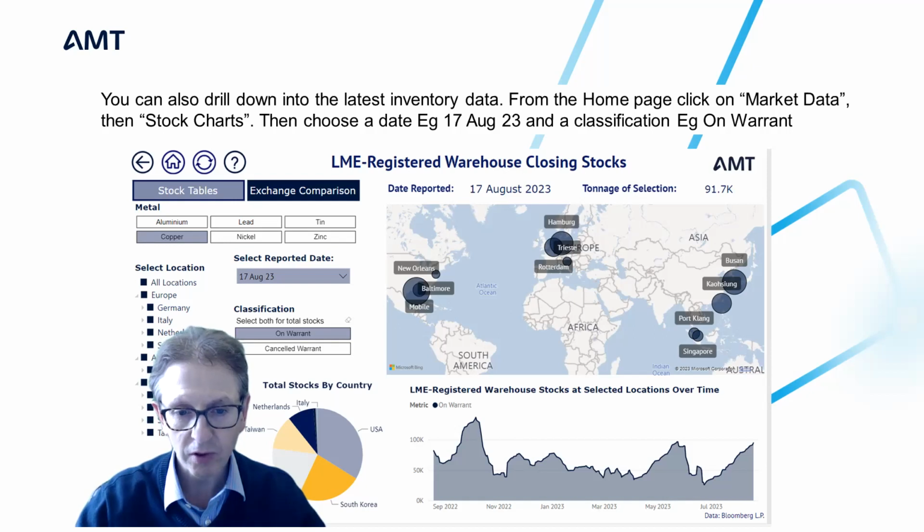So it's going to show us in our tables and charts the trend in on-warrant inventory. In this case, I've picked copper, so select that. And you can see here not only the location by country, but also by warehouse, and also the total trend over time. So lots of useful data here to explore.